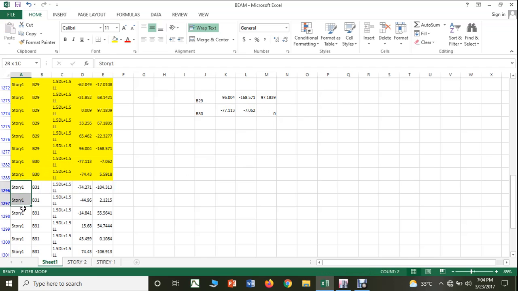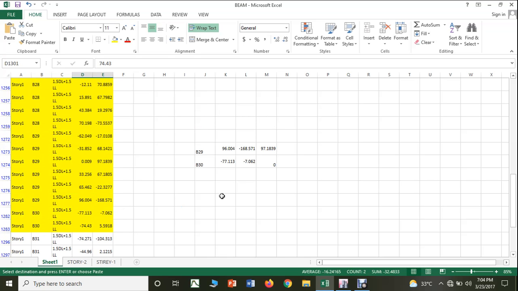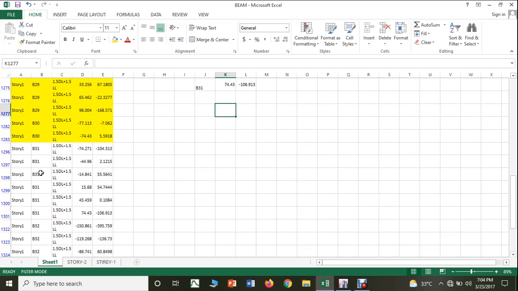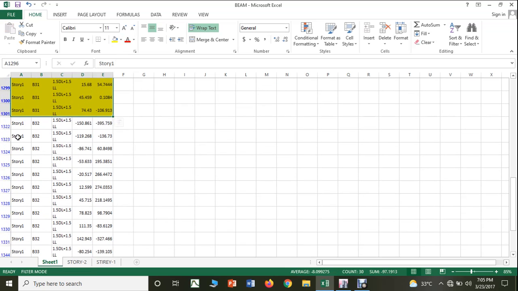Next you have is beam 31. The highest is this, and the highest positive value is this one, beam 31. So the next you have is beam 32, that is from here to here.